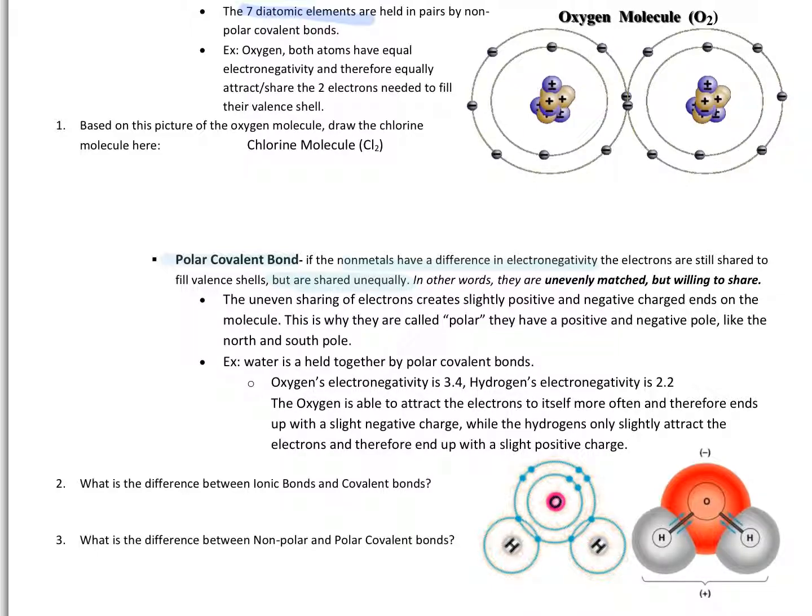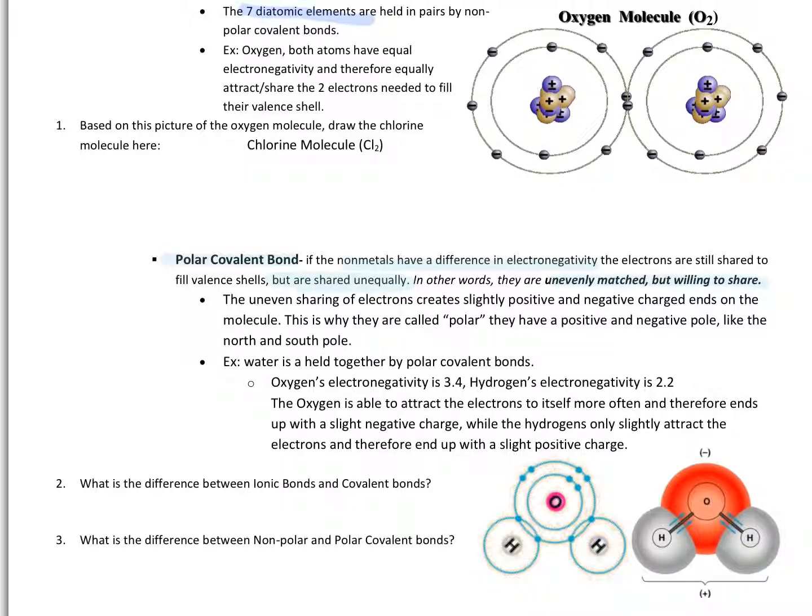In other words, they are unevenly matched, but willing to share. I want you to think of tug of war when we're talking about a polar bond. An ionic bond, the tug of war ends the second the 2 atoms get near each other. One of them just rips the electron off the other, voila. In a covalent bond, they're playing tug of war. They're both attracting those electrons.